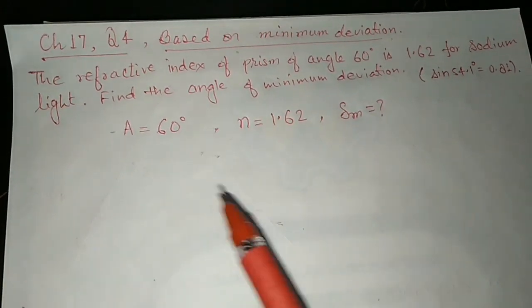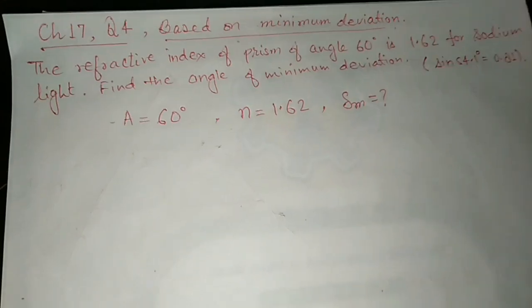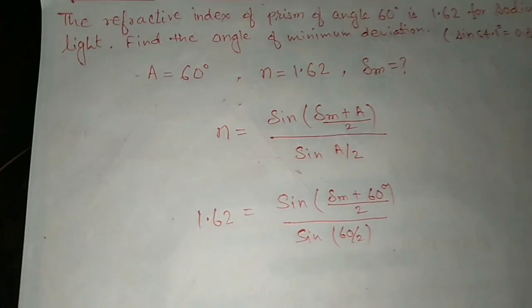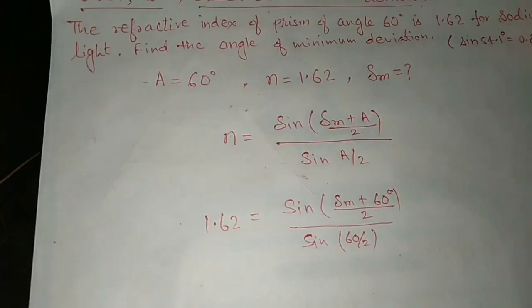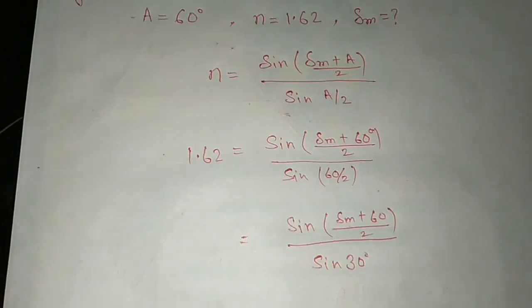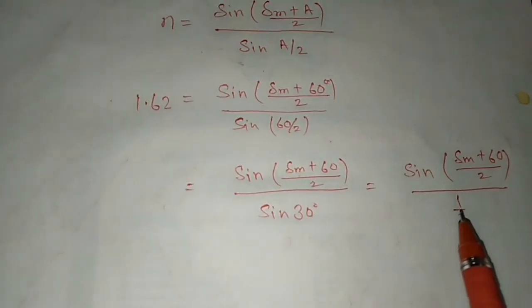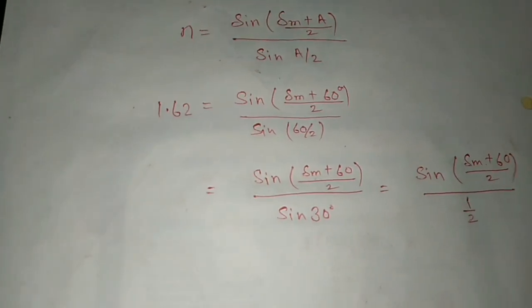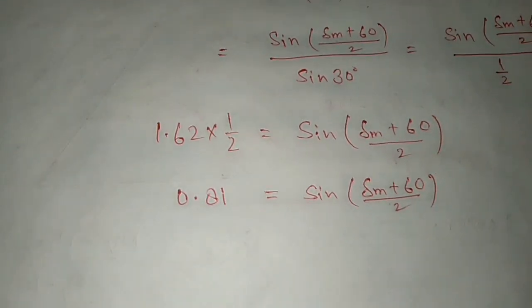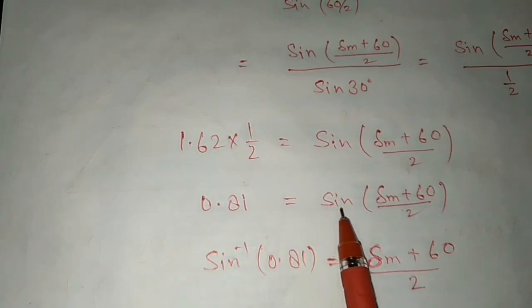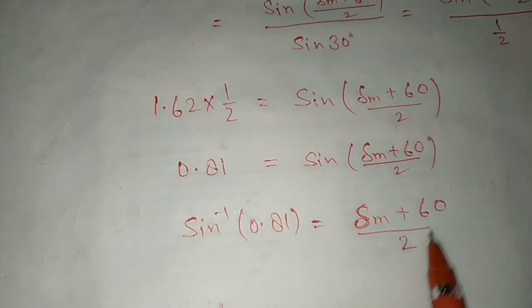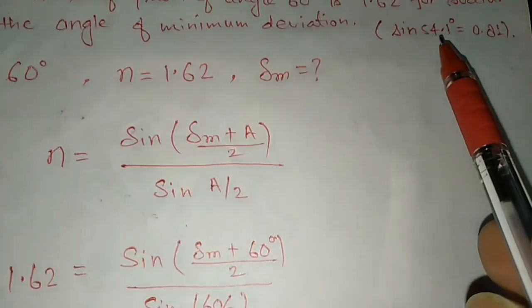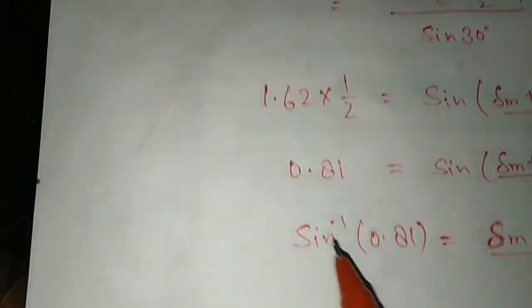We know the relation between the refractive index and the minimum deviation. Let's write it first. On filling the values, refractive index, delta m we have to calculate, angle of prism 60, and half of 60 is 30, and sin 30 value is 1 by 2. Putting that 1 by 2 with the 1.62, moving that sine to the other side, this will change to sin inverse 0.81 is equal to delta m plus 60 by 2. And the sin inverse 0.81 value is given in the question, I think, that is 54.1 degree.